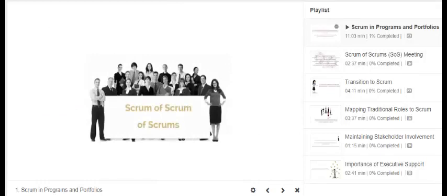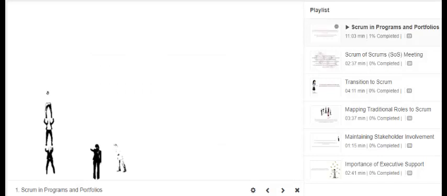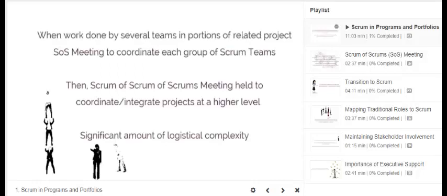In organizations that have several Scrum teams working on portions of a project simultaneously, the SOS meeting can be scaled up another level to what is referred to as the Scrum of Scrums meeting. In this situation, an SOS meeting is held to coordinate each group of Scrum teams working on portions of a related project, and then a Scrum of Scrums meeting may be held to coordinate and integrate projects at a higher level. Teams have to carefully evaluate the benefits of having Scrum of Scrums meetings, as the third layer adds a significant amount of logistical complexity.